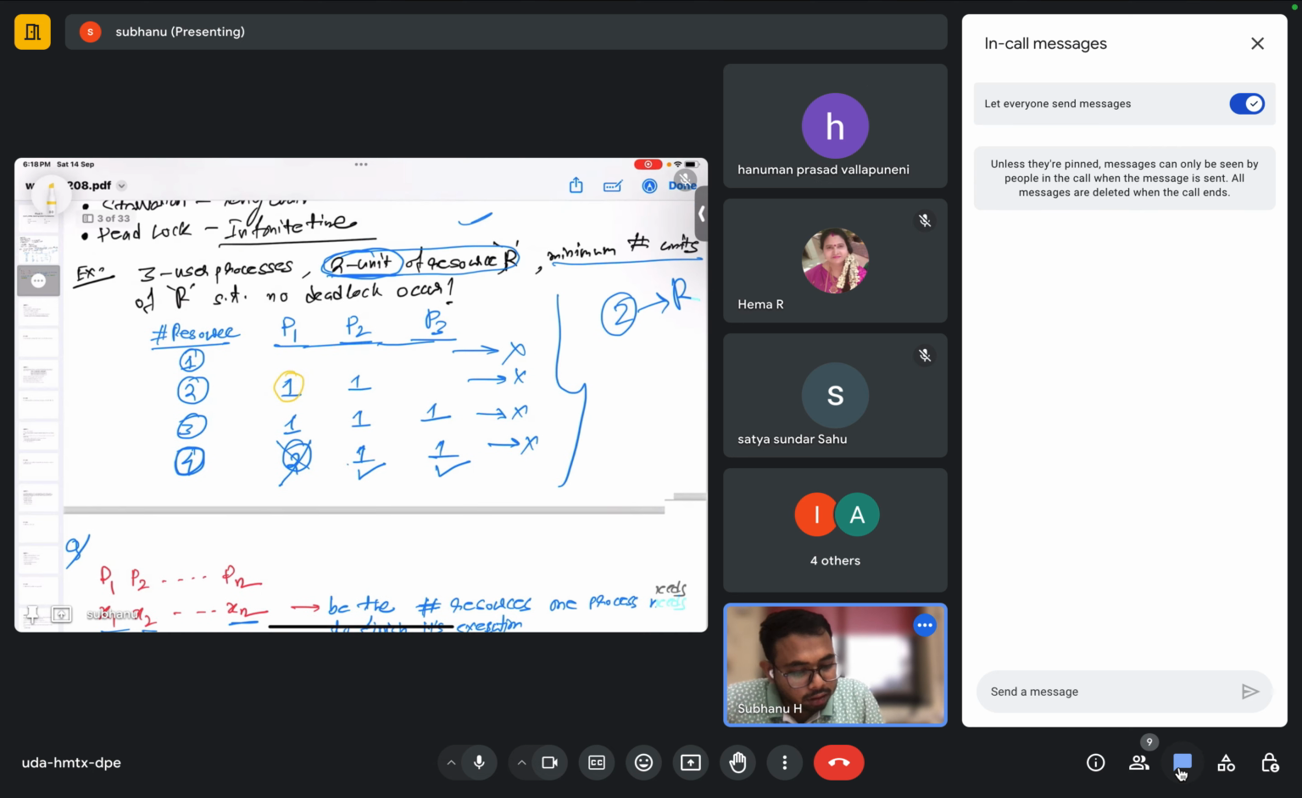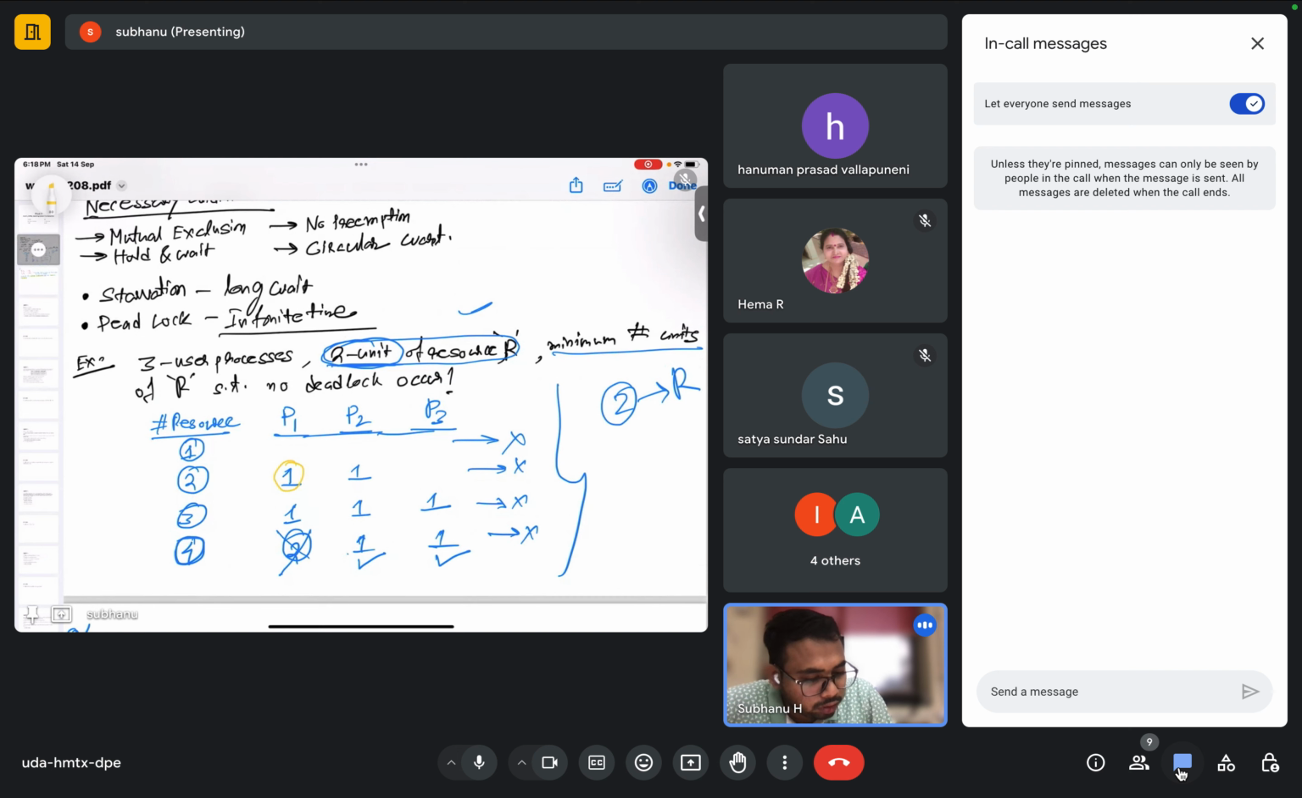But in the previous question, we asked about the minimum number of resources we require such that no deadlock occurs. So our answer was 4. If I have 3 processes, then 4 was the minimum number of resources needed such that no deadlock will occur. But what is the maximum number of resources which will cause a deadlock? If I have three resources, 3 is the maximum number of resources which will cause a deadlock.